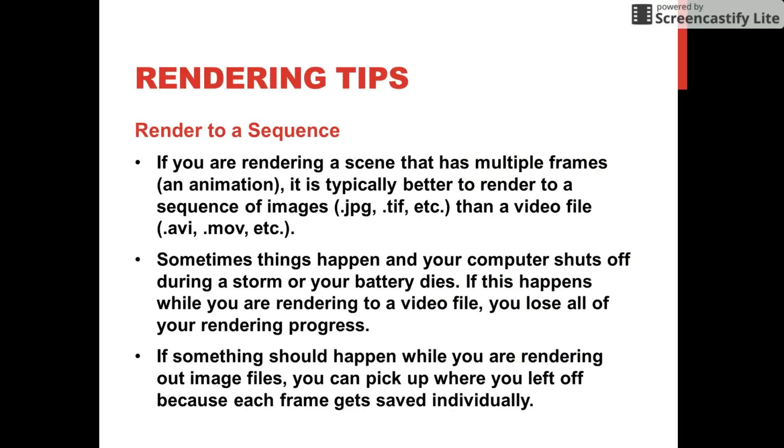My first tip that I have to offer would be to render to a sequence. If you are rendering a scene that has multiple frames, which would mean it's an animation, it is typically better to render to a sequence of images, such as JPEGs, TIFFs, etc., instead of rendering to a video file type, like AVI or MOV. Sometimes things can happen and your computer shuts off during a storm or your laptop battery dies. If this happens while you're rendering to a video file, you would lose all of your rendering progress.